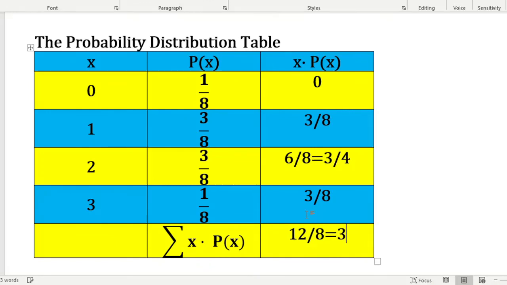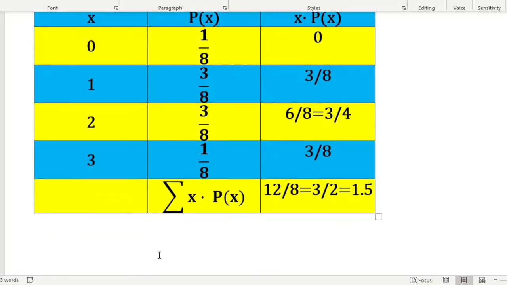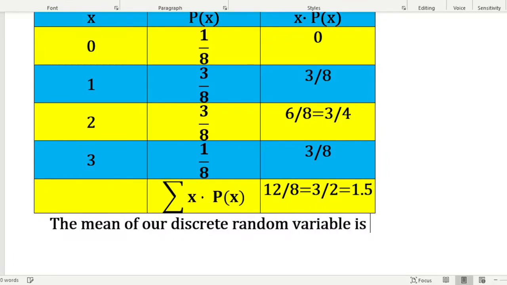Yes, 12/8 in simplest form is 3/2, which is equivalent to 1.5 in decimals. Thus, we have the mean of our discrete random variable, which is 1.5. There you have it, the expected value of our random variable, which is the number of heads.